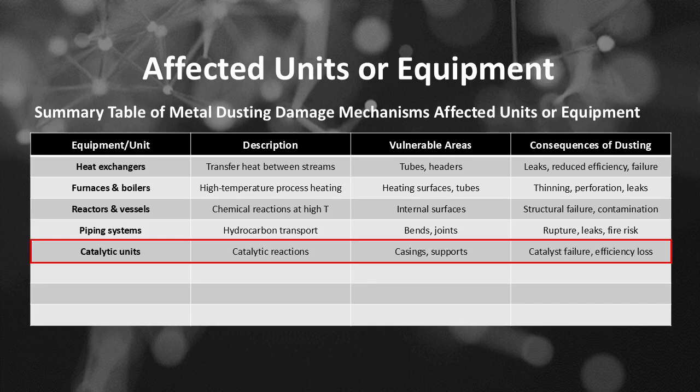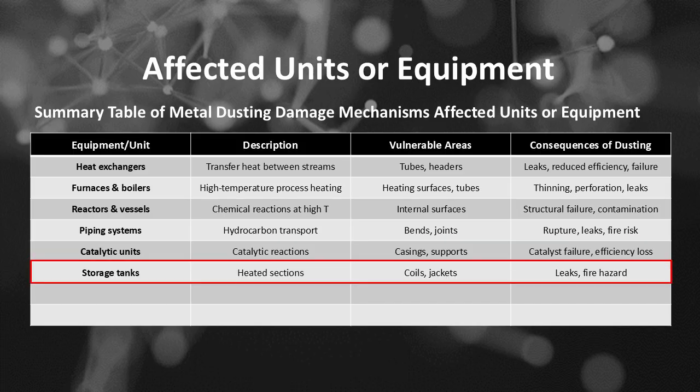If the equipment or unit is catalytic units, described as catalytic reactions, the vulnerable areas are casings and supports, and the consequences of dusting are catalyst failure and efficiency loss. If it is storage tanks, described as heated sections, the vulnerable areas are coils and jackets, and the consequences of dusting are leaks and fire hazard.